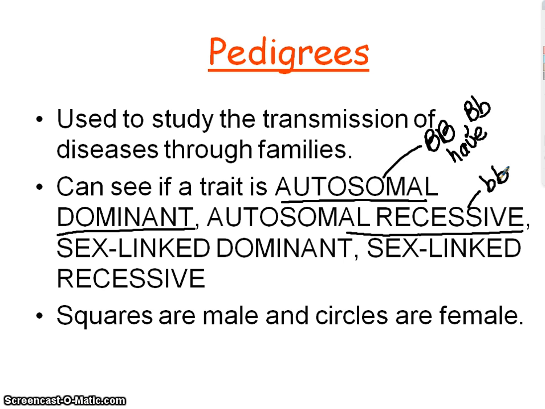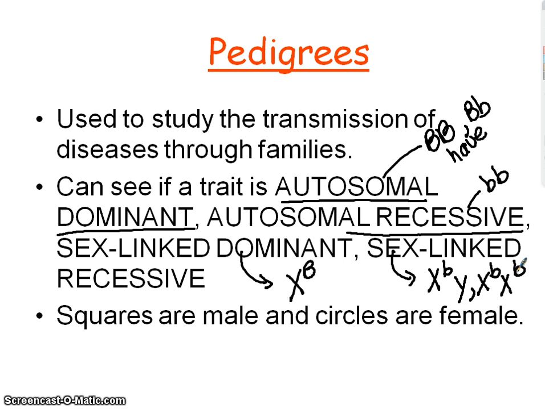The third option that we learned about in this chapter would be sex-linked dominant, where if you have one copy of X big B, you show the trait. Either X big B, X little b, or X big B, Y. And then finally, sex-linked recessive. In sex-linked recessive, if you were a male, you'd be X little b, Y. And for a female, what would you be? Right. X little b, X little b.